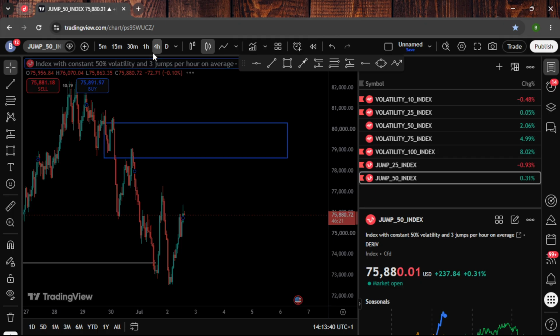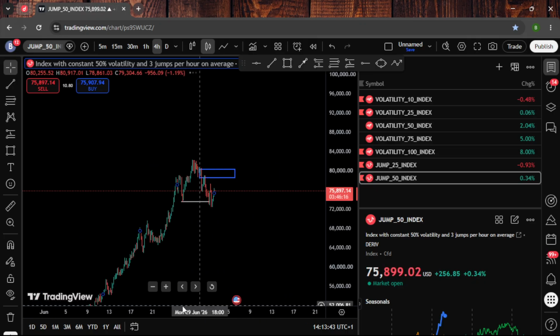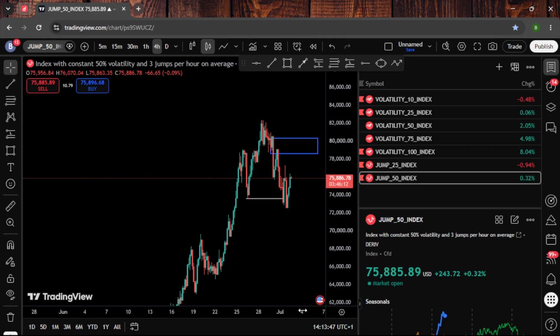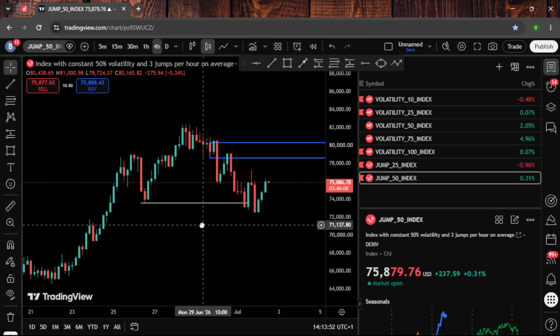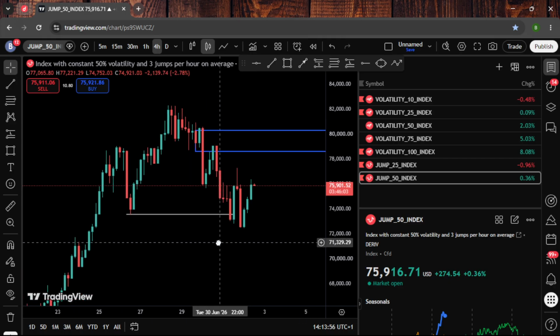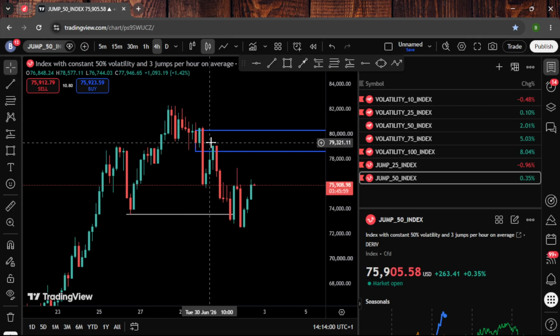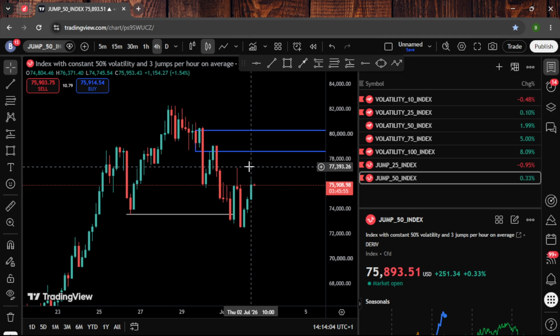Jump 50. Alright, so the market has been in an uptrend. I'm not even sure of this one because the market broke structure here in the H4, but I'm not really sure of this market. I'm just going to observe it. The market can give us structural liquidity here, a break of structure, and inducement.